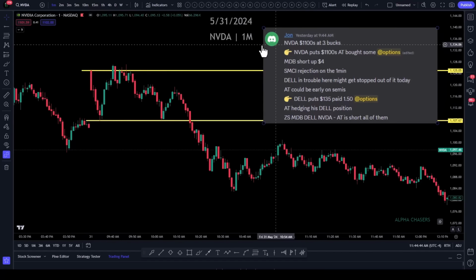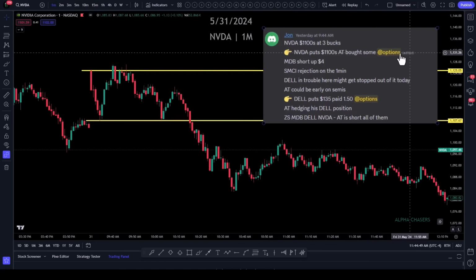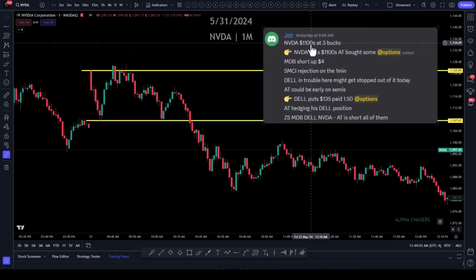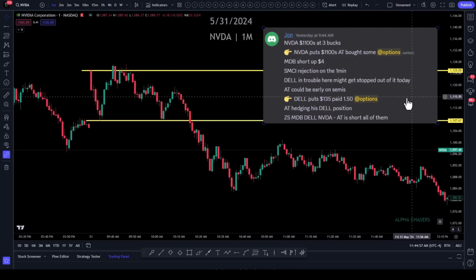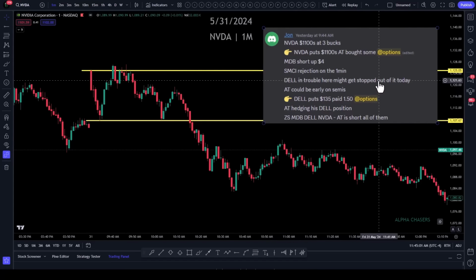So then right here, this is John typing in the room, just so you can see the timestamps, and this is where we put them on. In the community, he wrote, bought some 1100s, $3. And then these are other trades that we have on at the same exact time. You can see that ZS, MDB, Dell, NVIDIA, we're short all of them. We were short everything. And the reason for that was because we knew what was happening.